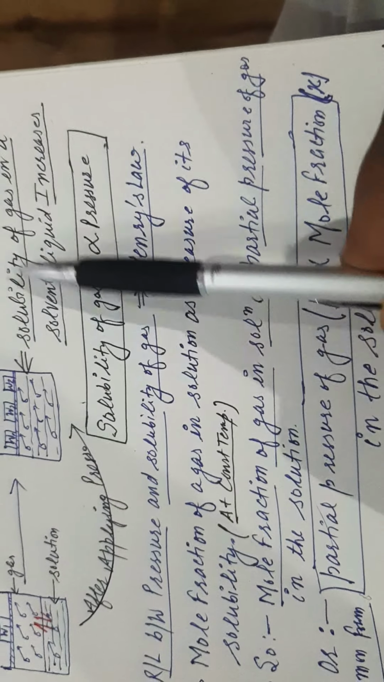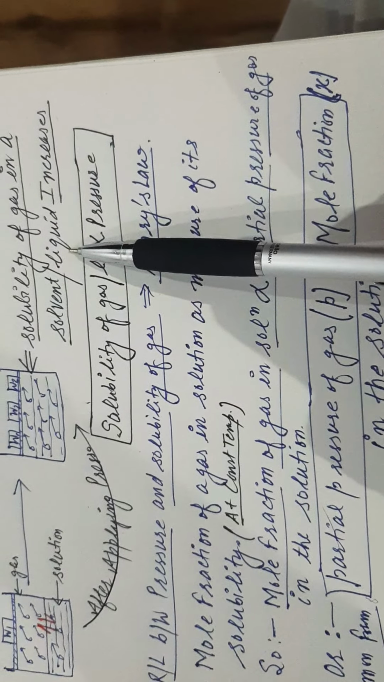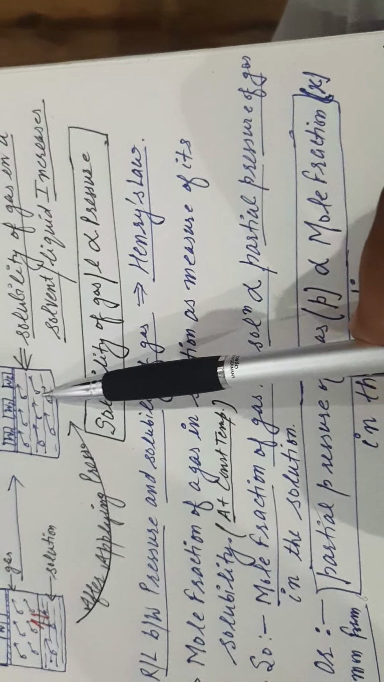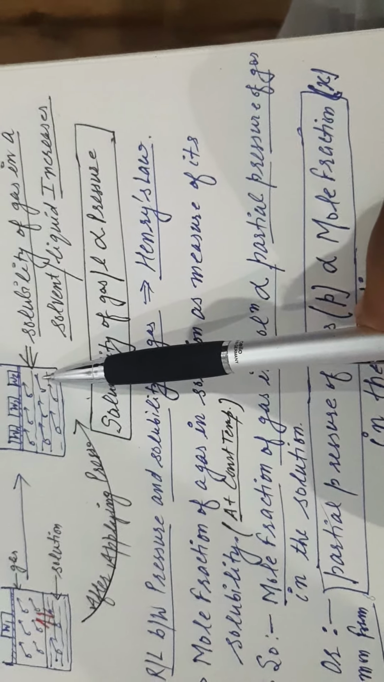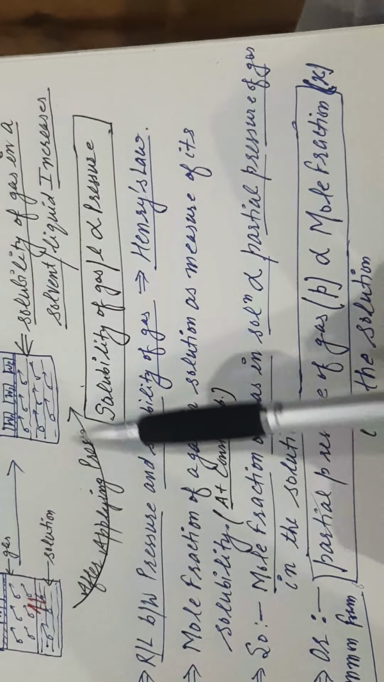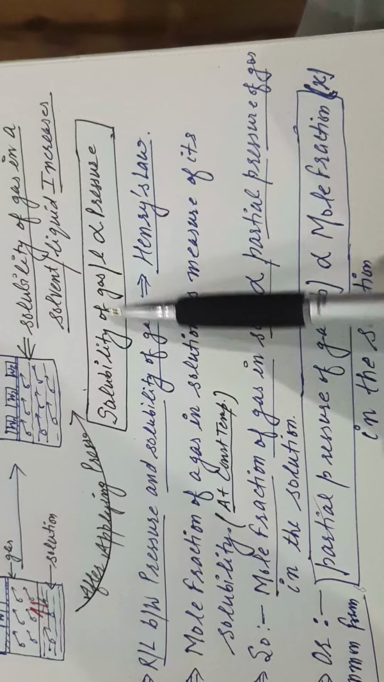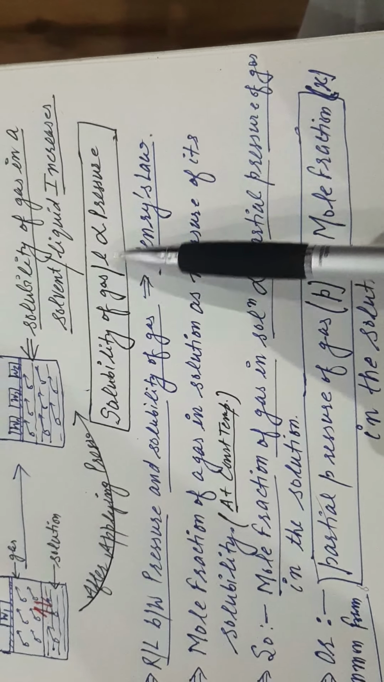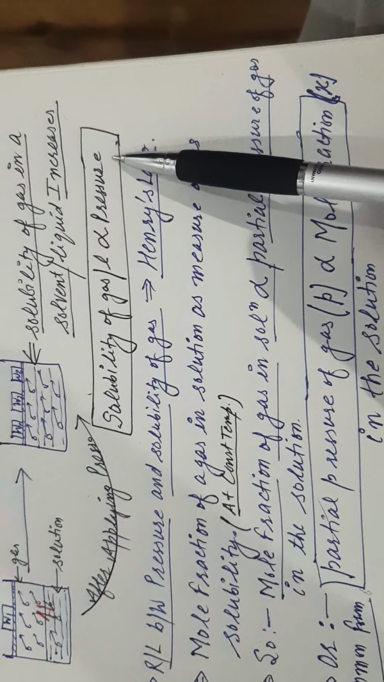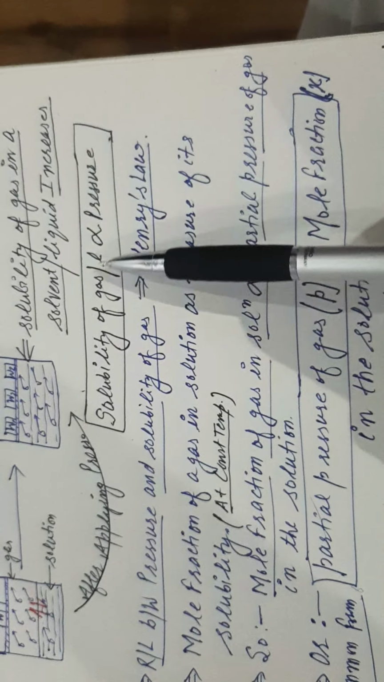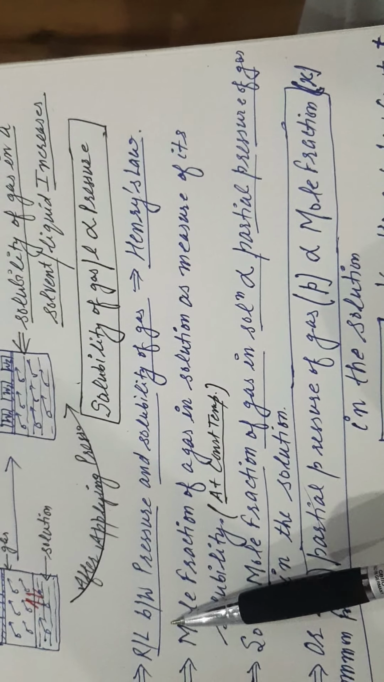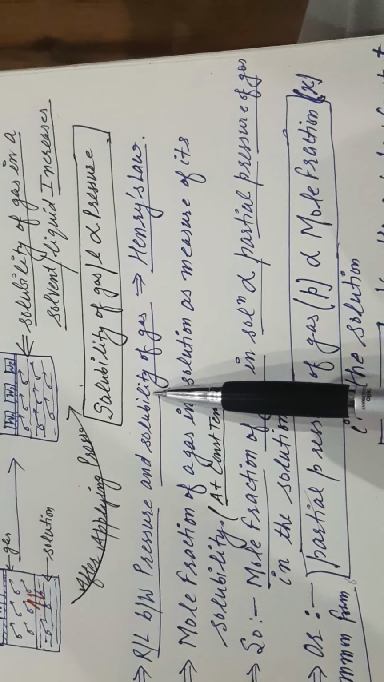So in this case, the solubility of a gas in a solvent or in a particular liquid increases because the particles of gas and liquid come closer and the dissolution process starts. So in this case, the solubility of a gas in a particular liquid is directly proportional to pressure. As you increase pressure, the solubility of a gas in a particular liquid increases. So this is the relation between the pressure and solubility of a gas.